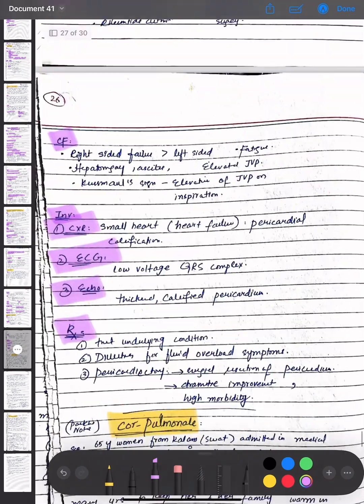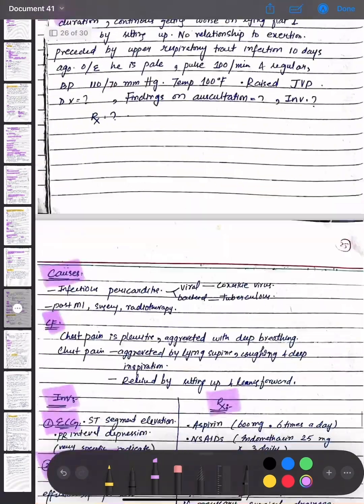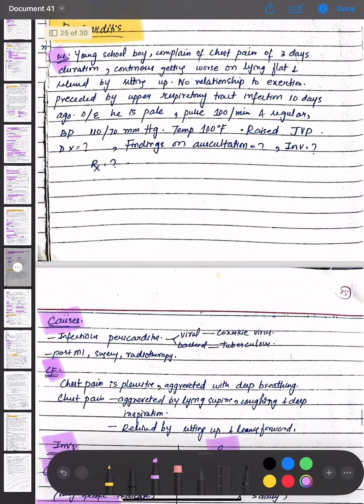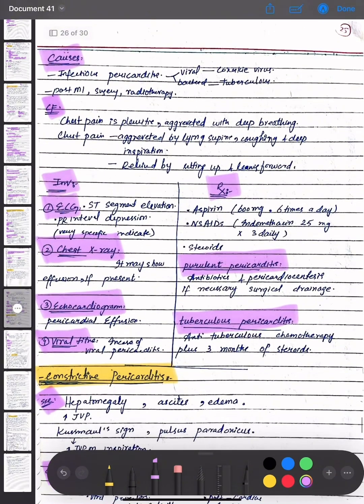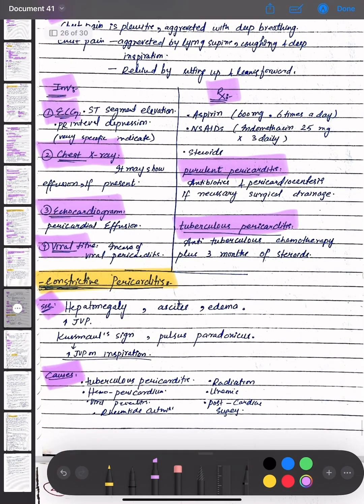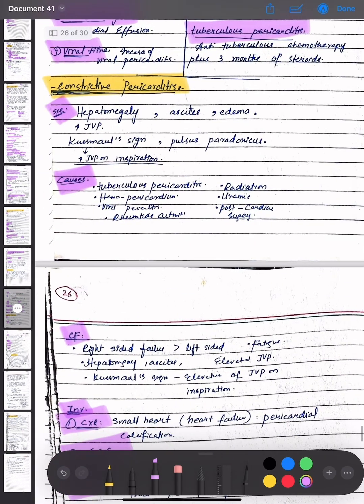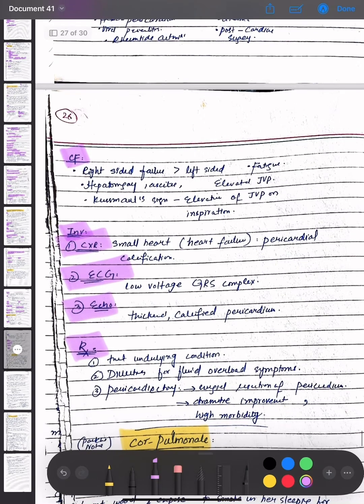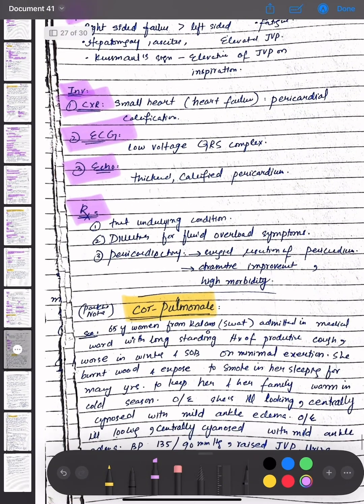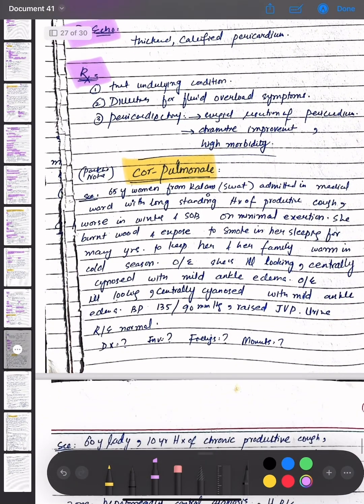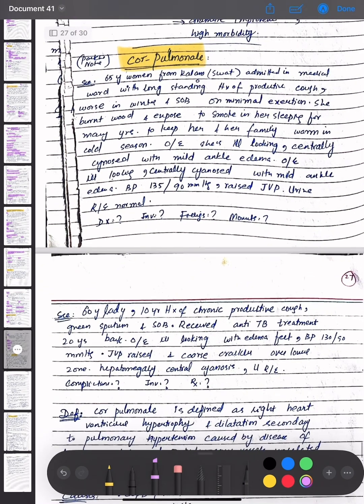So we have discussed pericarditis along with the scenario, then its causes, the clinical features, then the investigation options, which are ECG, chest X-ray, echocardiogram, and viral titer. Then the treatment options for purulent pericarditis and tuberculous pericarditis. Then we discussed constrictive pericarditis along with the scenario, the causes, the clinical features, and then the investigation options, which are chest X-ray, ECG, and echo. Then we discussed the treatment options. Now coming towards cor pulmonale.